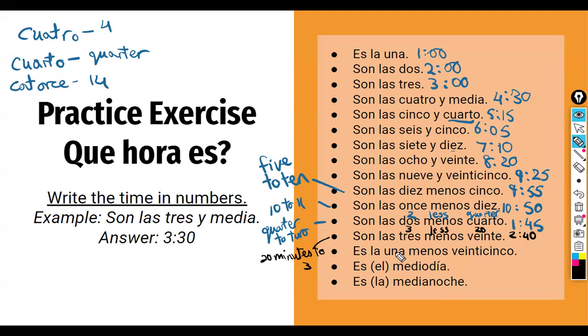All right. Es la 1 menos 25. It is 1 o'clock less 25. So 25 to 1. 25 to 1, that is 12:35, right?